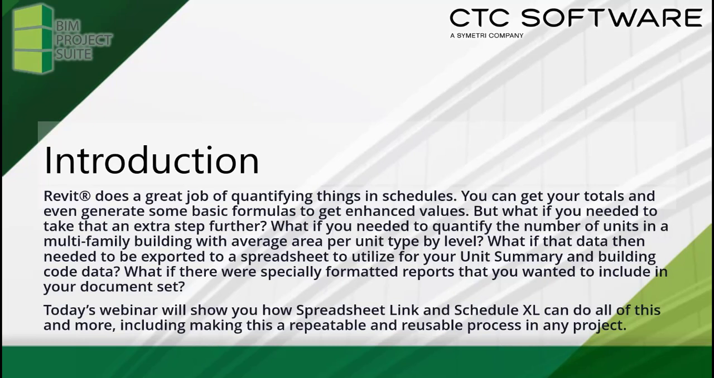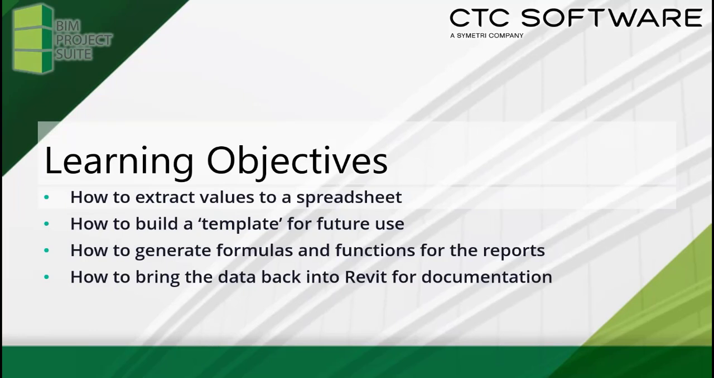We'll take our Revit room data out of Revit into Excel. We'll put together some formulas to give us unit totals, average areas, and total units, formatted in a way that we can't normally get in Revit. Then we'll use Schedule Excel to bring it back in and use it for printing on a sheet. Today I'm going to show you how to do all of that.